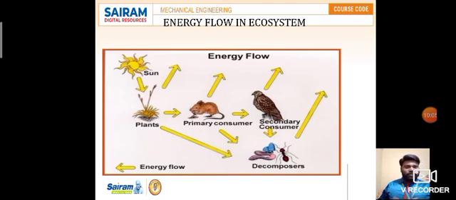Now, how the energy flow takes place: the sun's radiation falls on the plants, and they produce energy. Then come the primary consumers, the secondary consumers, and next the decomposers. While all these depend on each other for food, they emit energy, and that energy flows back to the ecosystem. This is how the energy flow takes place.